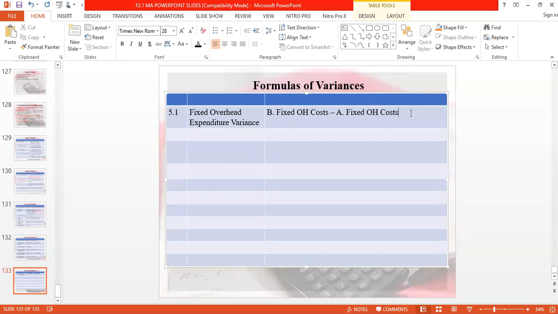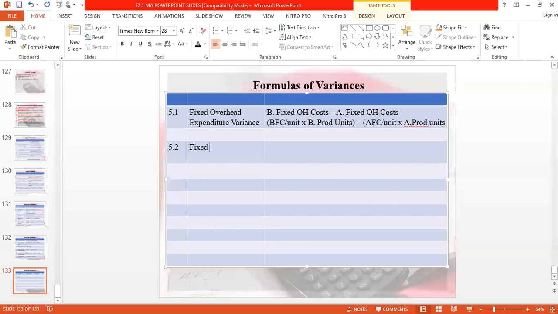Yeah, that is what we have. Now, into bracket, it can be budgeted fixed cost per unit times budgeted production units, minus, again into bracket, actual fixed cost per unit times actual production units. So that is what you have. Next, 5.2.